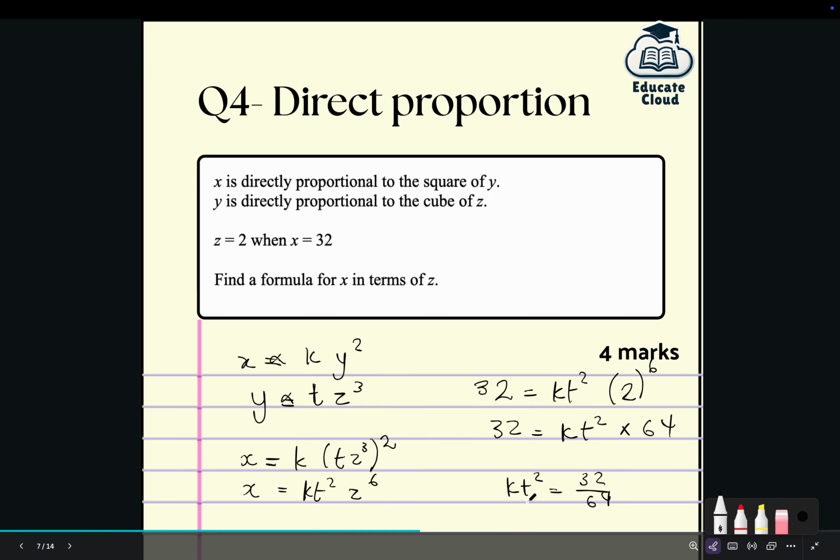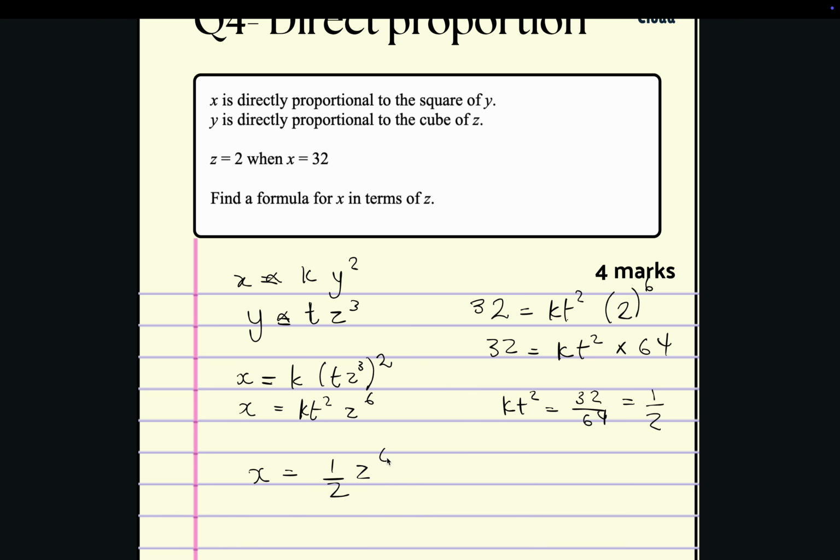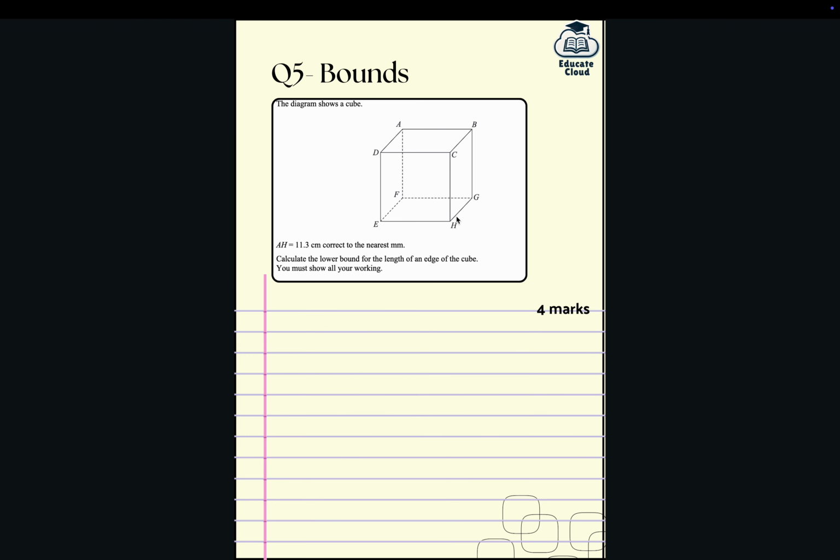So instead of kt squared, I can literally just write a half into here. So x is equal to a half, because this is a half, of z to the power of 6, because I'm literally keeping that but subbing in a half for that. So that is my formula for x in terms of z. Now you're not actually getting to any particular solution, you just need to write a formula here.